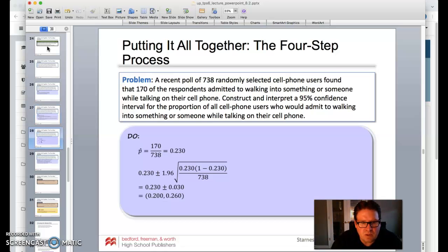All right, so let's find p hat. 170 divided by our 738 is 0.23. With the 95% confidence interval, we know that's a z-score of negative 1.96 and positive 1.96, so we're going to use that. We put our calculations in here. We've got our proportion here, 1 minus our proportion, then our sample size is here. So we're going to say it's really 23% plus or minus 3%. So we're going from a range of 20% to 26%. Those are our proportions. So it comes all together pretty easily.